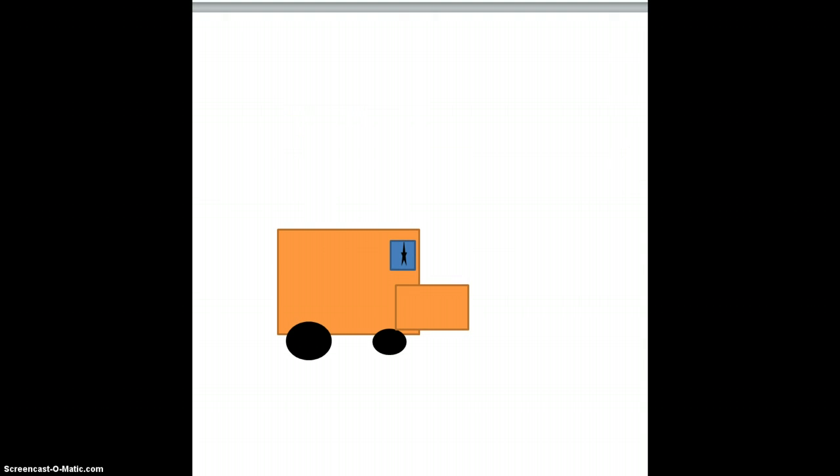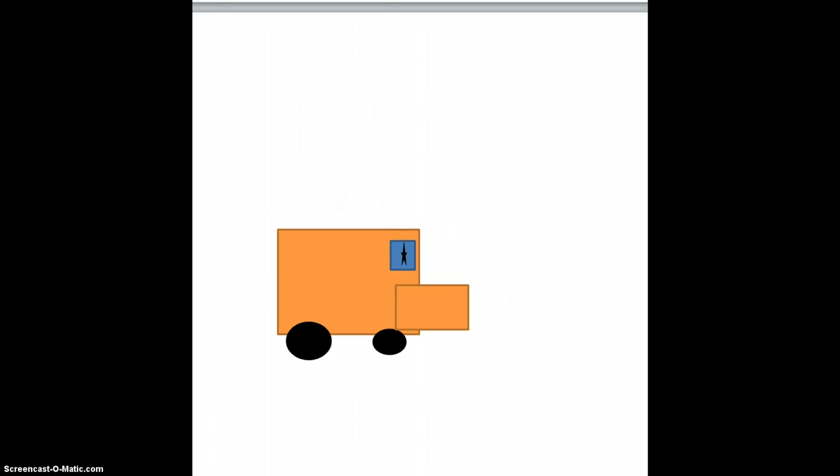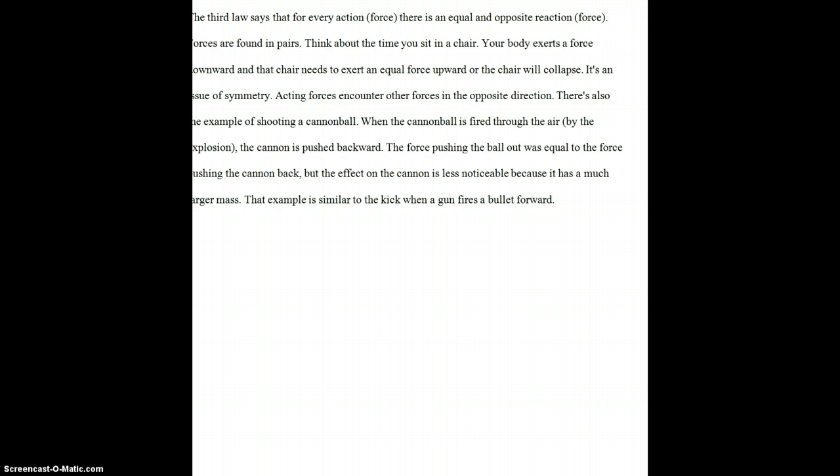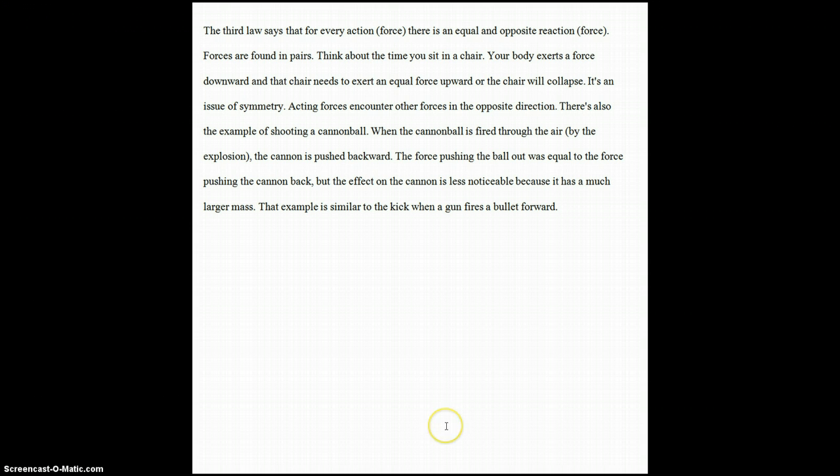Now, basically, that is the whole thing of Newton's third law. Let's go to the summary of it. I'll put it in my turn-it-in folder on Google Docs, but this is just an example. I'm going to show you a summary of Newton's third law. Basically, the third law says for every action force, there's an equal opposite reaction. Forces are found in pairs.